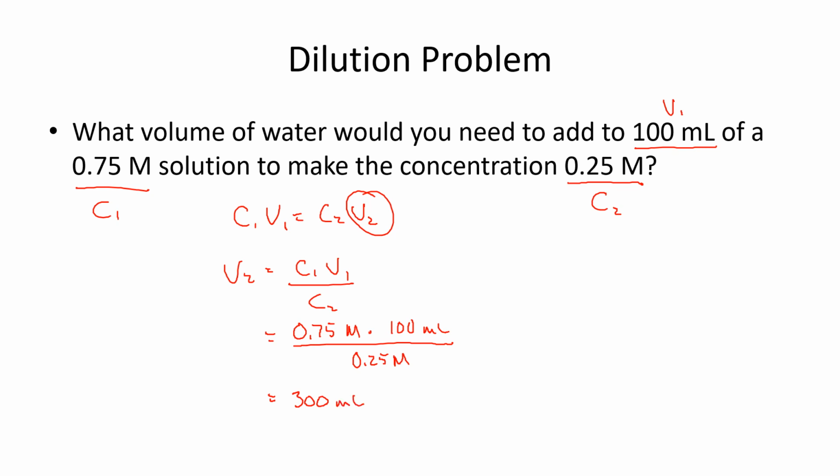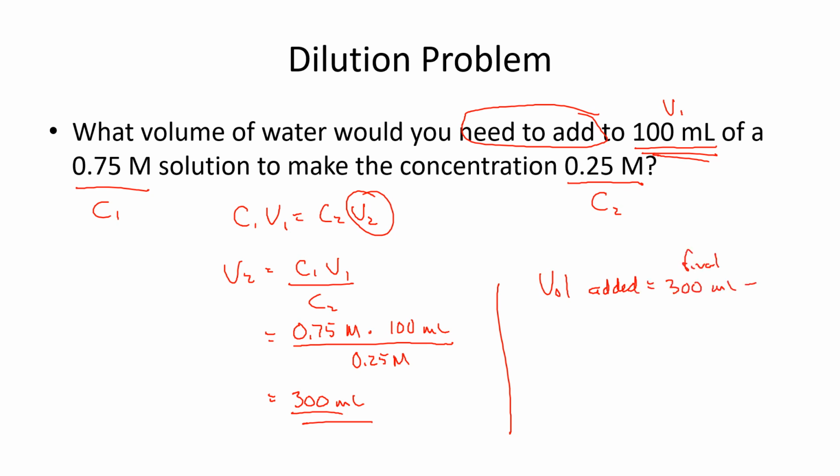But the question didn't ask me what the final volume was. It asked how much do I need to add. So if the final volume is 300 milliliters and we started with 100 milliliters, the volume added equals 300 milliliters, which is the final, minus 100 milliliters, which is the initial. You'll end up with 200 milliliters, which is the difference. And that's how much you have to add.